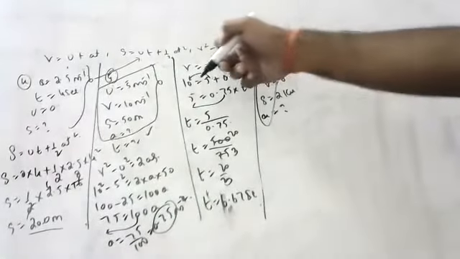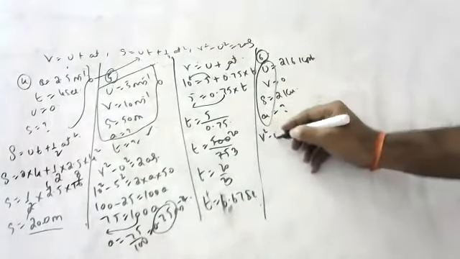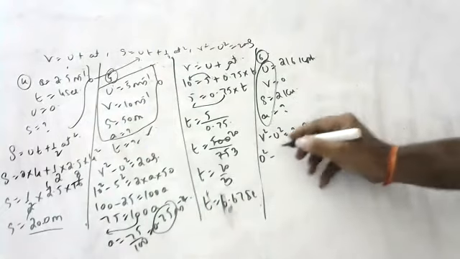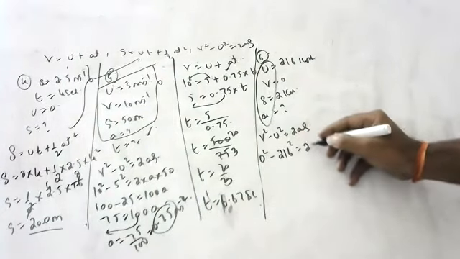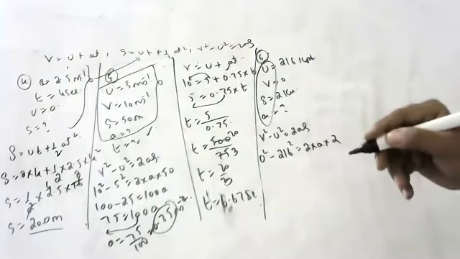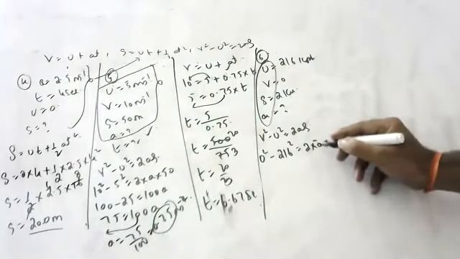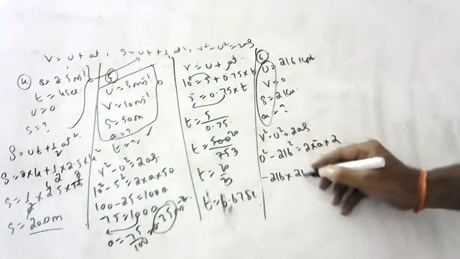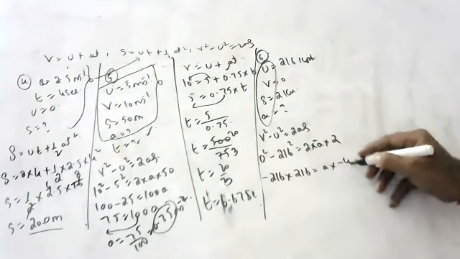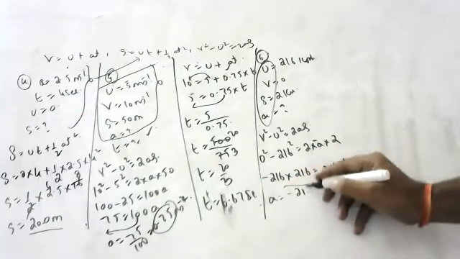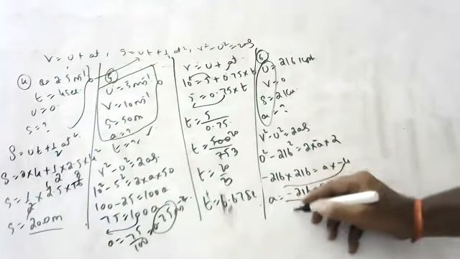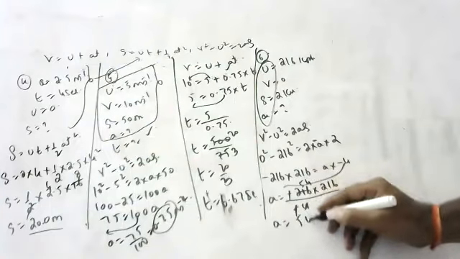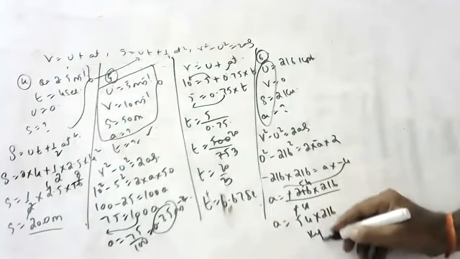V square minus U square is equals to 2as. 0 square minus 216 square is equals to 2 into a into 2. This also minus we should pick because it is decreasing. So minus 216 into 216 is equal to a into minus 4. Bring this down. So 4 5 is 54 into 216. Whatever you do, that much kilometer per hour.